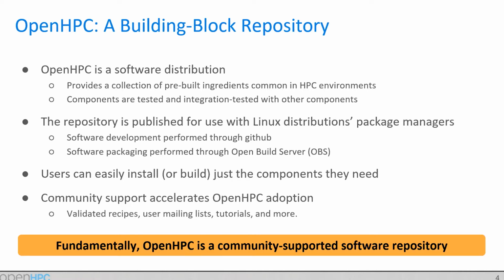Now, we provide a wide variety of components, but users don't have to install all of them. We have everything from the provisioning system to help build a cluster all the way through the performance libraries, performance tools, compilers, and other components used in a cluster. But you don't have to use all of it. It's quite common, for instance, if you just want Slurm, you can install the OpenHPC repository and just install those components necessary to set up Slurm on your cluster.